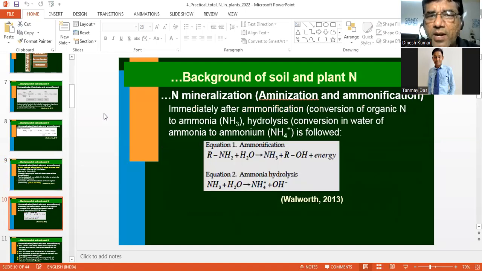Now, immediately after ammonification, conversion of organic nitrogen to ammonia, hydrolysis, conversion in water of ammonia to ammonium, is followed. So you can see this ammonia is produced. This ammonia can escape the environment, but if moisture is there, water is there, the hydrolysis converts it to ammonical form.